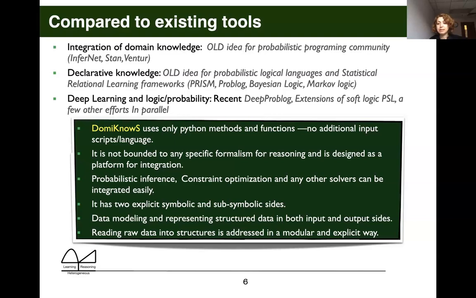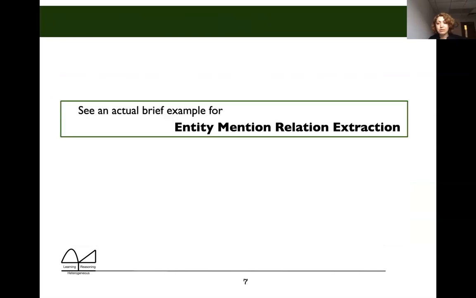It uses only Python methods and functions, no additional input scripts or languages. It's not bound to any specific formalism. It's designed for integration. And also it has the two explicit symbolic and sub-symbolic sides. The data modeling here is explicitly designed and addressed in a modular way because we are dealing with structured data, and reading sensory data, raw data into the structure is addressed here explicitly. For the rest of this talk, please see Hossein describing the entity mention relation extraction program in DomiKnowS.